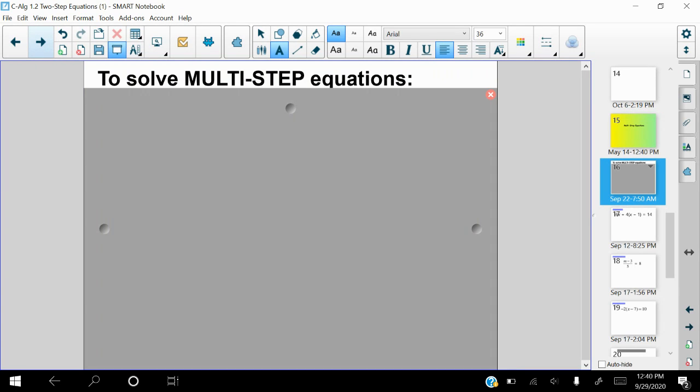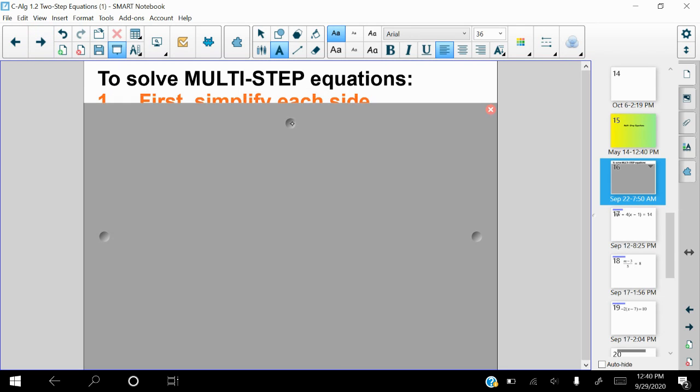So let's talk about some general steps and guidelines that we are going to use in order to solve multi-step equations. Just like before, for two-step equations, we have a general procedure. For multi-step, we're going to have a general procedure as well. So first, we're going to simplify each side of the equal sign. So we need to simplify before we start bringing things over to other sides and crossing things out and canceling, and moving stuff from the left-hand side to the right-hand side and the right-hand side to the left-hand side. The first thing we need to do is simplify each side of that equal sign first.